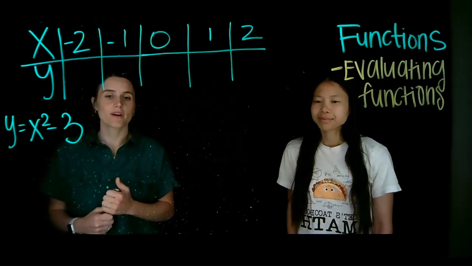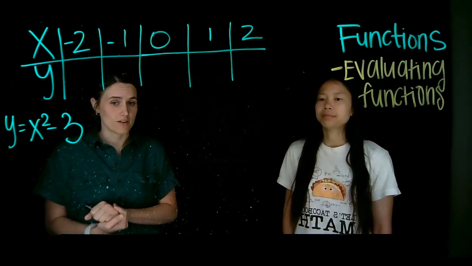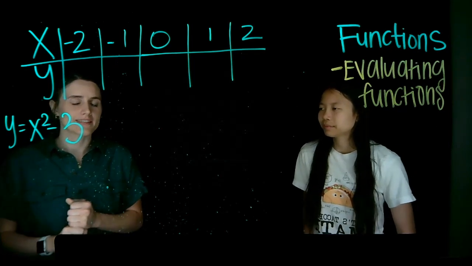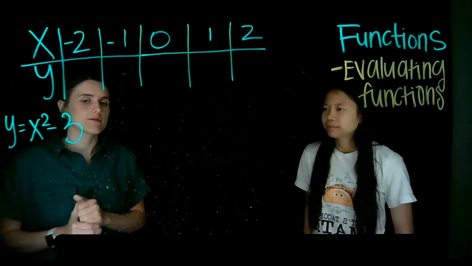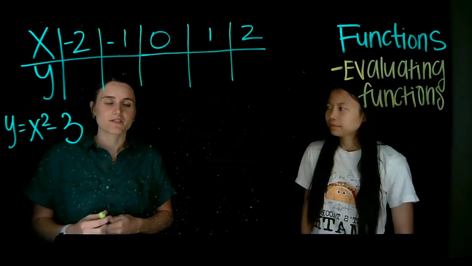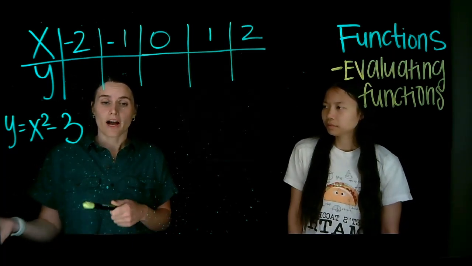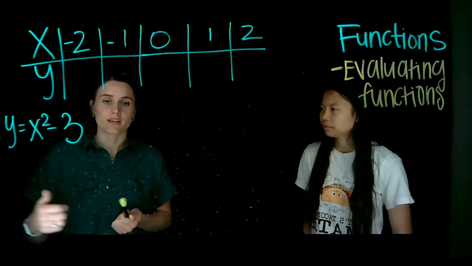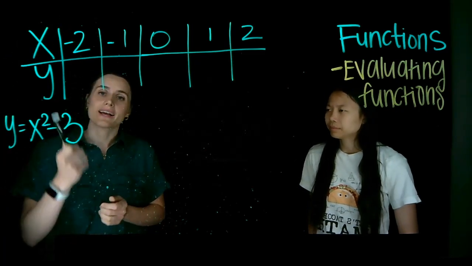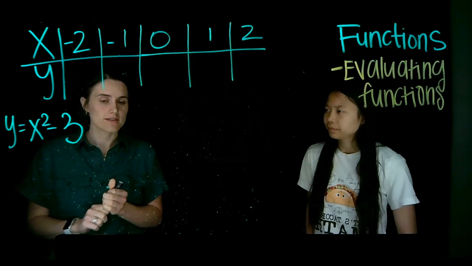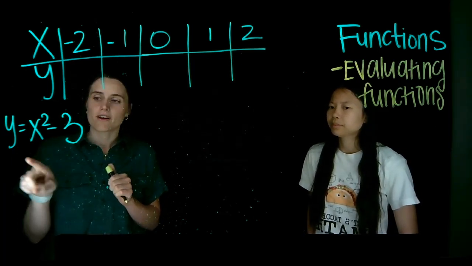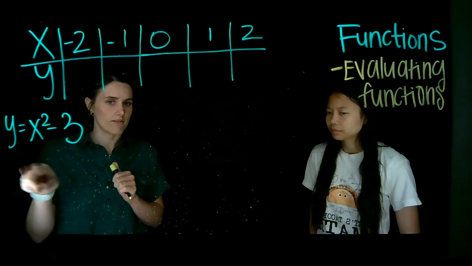Right, guys, now we are going to talk about evaluating functions. So right here we are given a function, y equals x squared minus 3. And we want to evaluate this function. Evaluating a function means figuring out what our output value will be when we are given a certain input value. So if we are given that x equals negative 2 as our input, we're going to plug that negative 2 into this equation and figure out what our output value is, or our y value is.